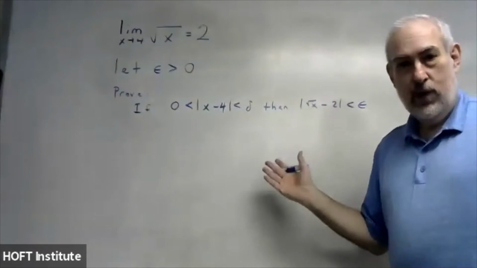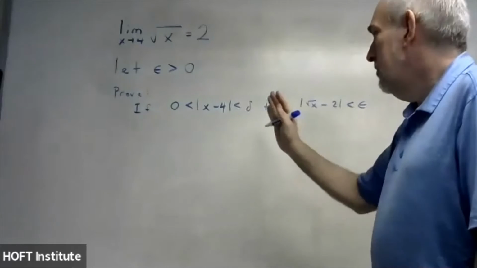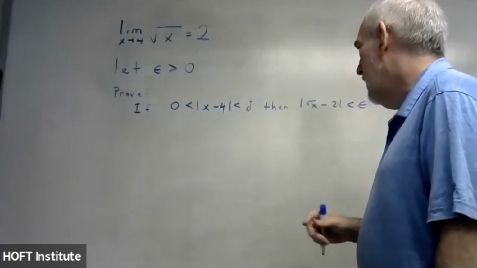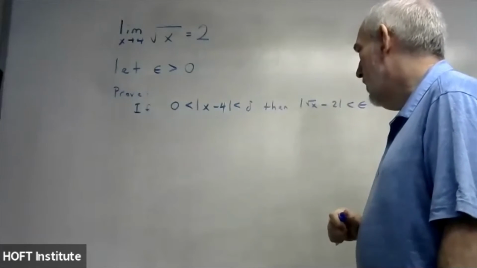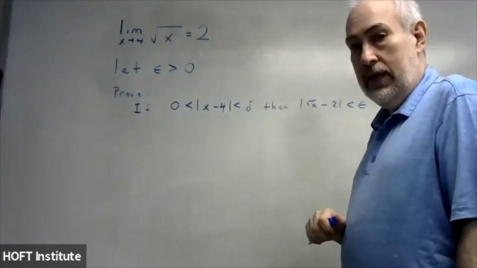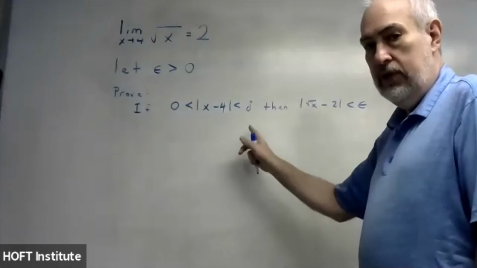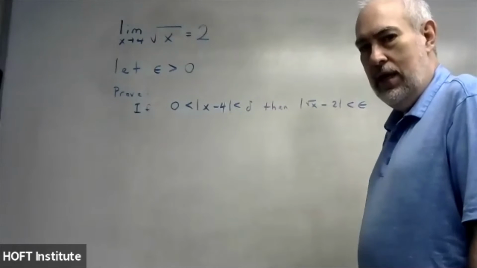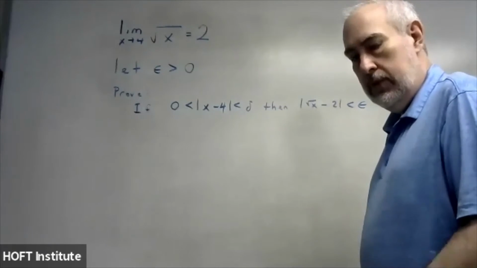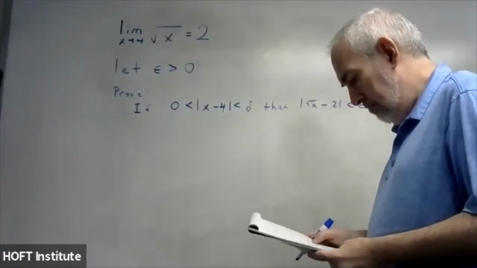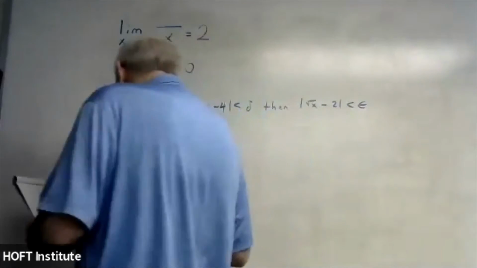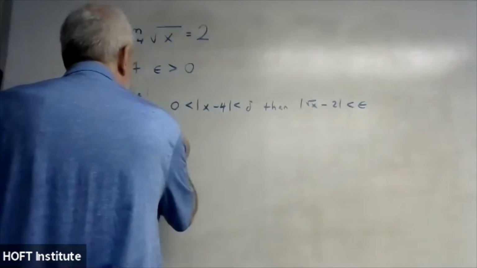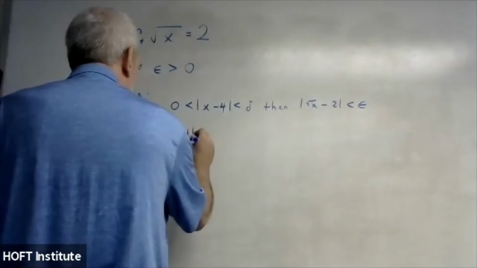Okay, so this is what we're trying to prove: that if the absolute value of x minus 4 is less than delta, then the absolute value of square root of x minus 2 will be less than our epsilon. We've got to figure out a function to put here for delta that will make this statement true. Let me show you one attempt at this and one problem that we're going to run into, and then what we can do to fix it.